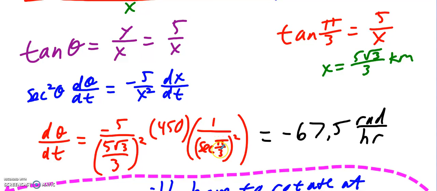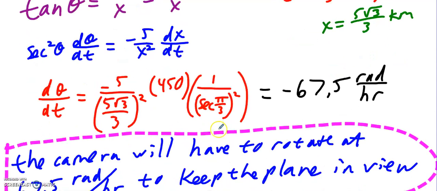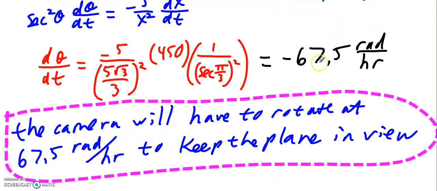Secant of pi thirds is just going to be 2, because remember secant is the reciprocal of cosine. Cosine is the x value on the unit circle. The x coordinate of pi thirds is 1/2. So if I type all this into my calculator, I end up with negative 67.5 radians per hour. Now the negative is okay, it just, again, it has to do with direction. So we're just talking about rotation, so I don't care. So the camera will have to rotate at 67.5 radians per hour to keep the plane in view.